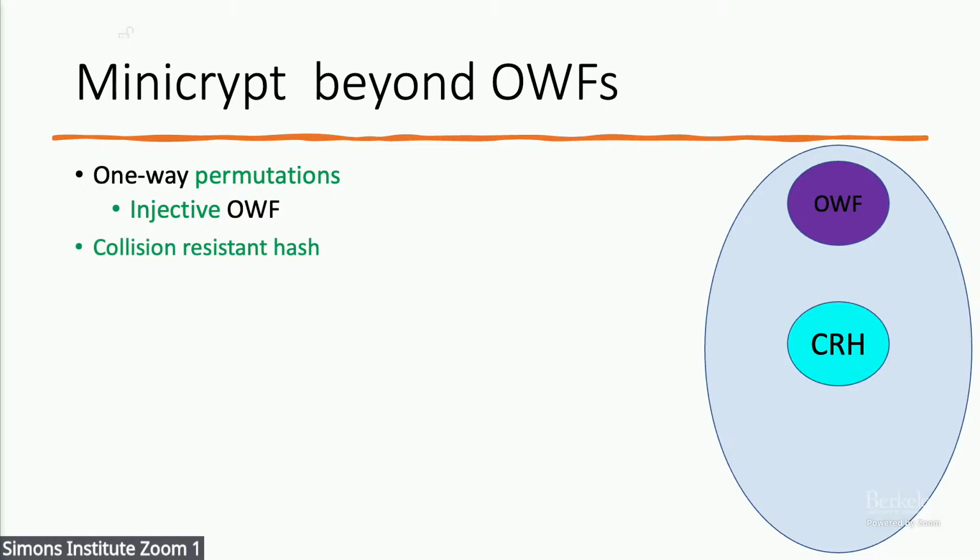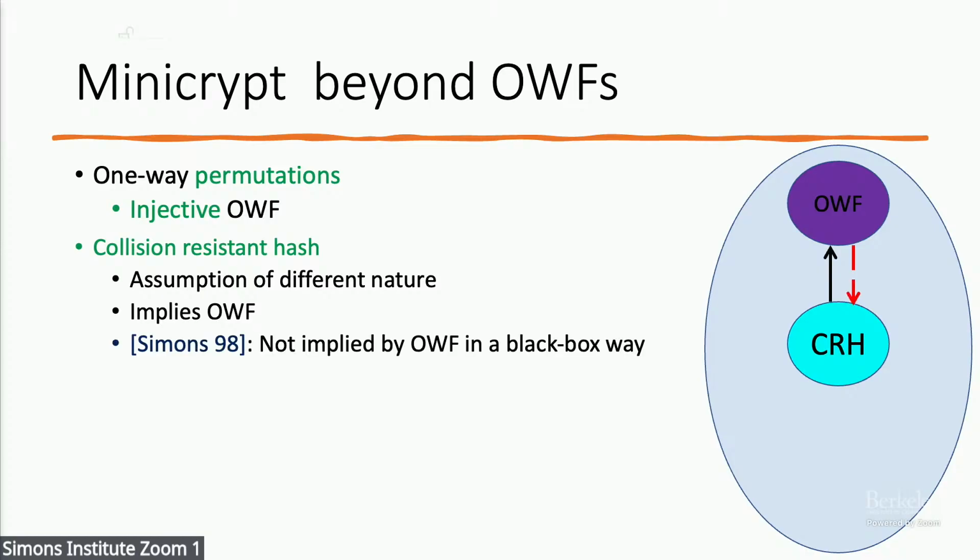What is a big game changer is collision-resistant hash. An assumption of a different nature gives you more efficient constructions. Say statistically hiding commitment is very easy to do if you have a collision-resistant hash function, and other constructions. It implies one-way functions. Of course, we believe it doesn't imply them in the other direction, by Simon.